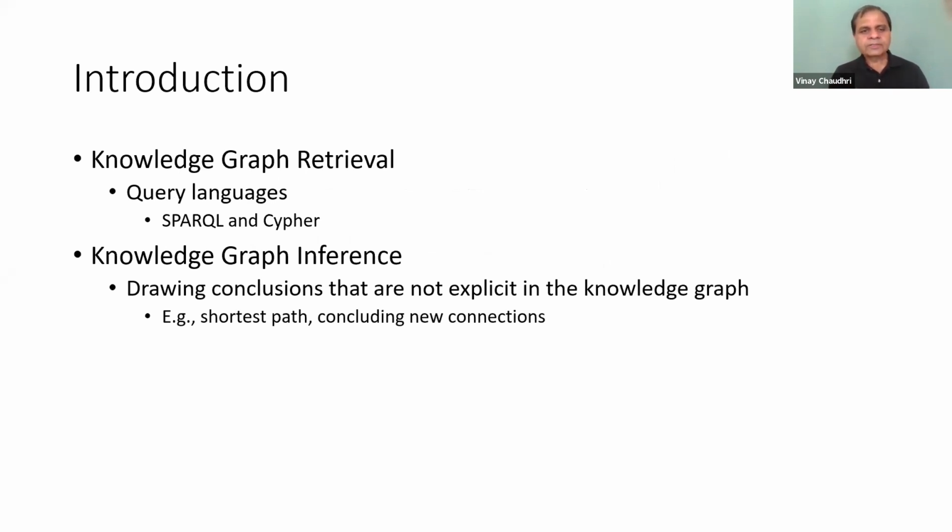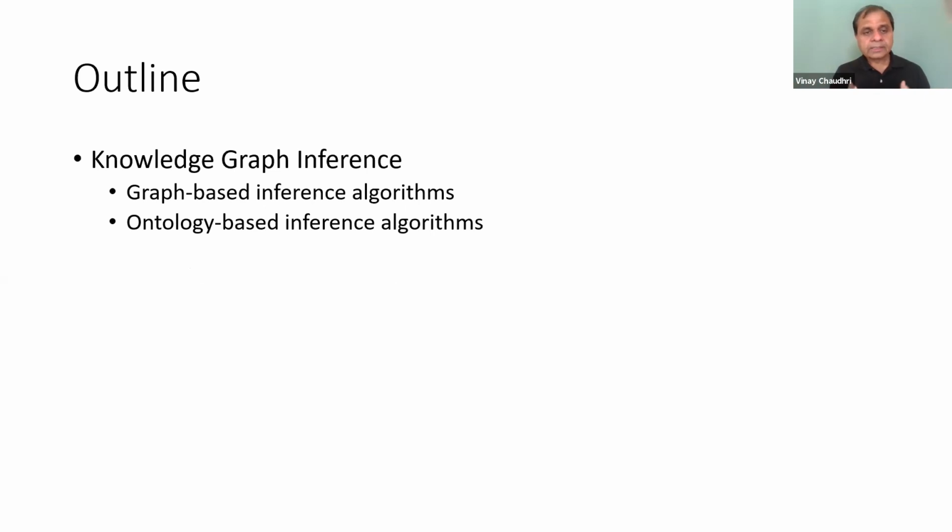With knowledge graph inference, we are interested in deriving new conclusions which are not explicitly stated in the knowledge graph. And there are many different ways of doing it. We will look at families of such inference algorithms. At the highest level, I will consider two broad families of algorithms: graph-based inference algorithms and ontology-based inference algorithms. The graph-based algorithms originate primarily from pure abstract graph algorithms, and ontology-based inference algorithms come from the field of knowledge representation and reasoning.